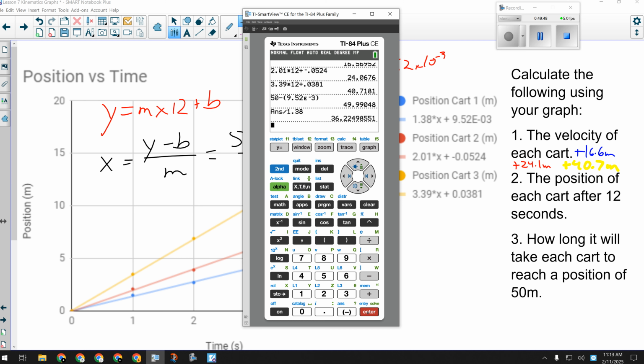All right, why do I separate that operation? Why don't I just go right after the 9.52, go divide it by 1.38? If I do, my calculator will do order of operations. It will divide 0.00952 by 1.38 and then it will subtract that from 50, not the same calculation. I want the top divided by the bottom. Okay, that's why I'm separating those two things. Okay, so we should get positive, or 36.2 seconds for that one.